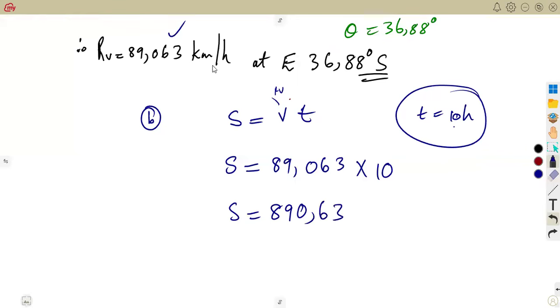That gives us 890.63 kilometers. If it was meters per second, you must use your time in seconds so that your displacement, your distance, will be in meters. If it is kilometers per hour, with time in hours, the displacement is in kilometers. I explained that one. It is in the same direction as our resultant velocity, meaning it maintains the same direction.